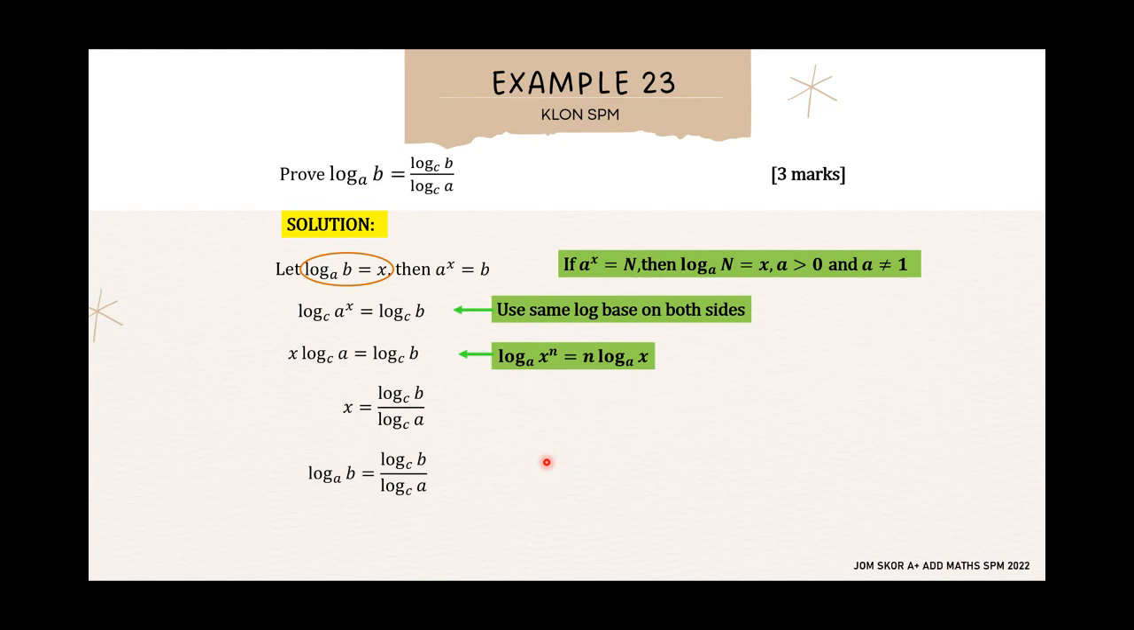Right, markah yang pertama. Jadi kita boleh letkan yang satu equation yang betul. Yang kedua, kita boleh gunakan same log base on both sides. Dan yang terakhir, kita boleh provekan ini adalah soalan betul. Kiri dan kanan adalah soalan. Right, kita markah. Seterusnya, example number 24.